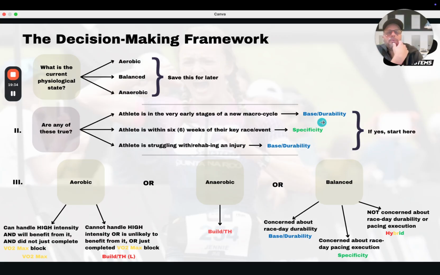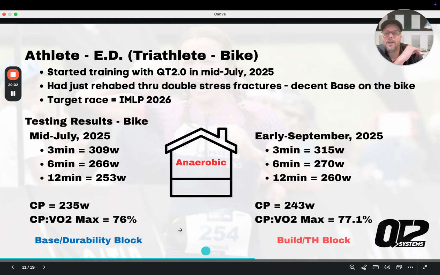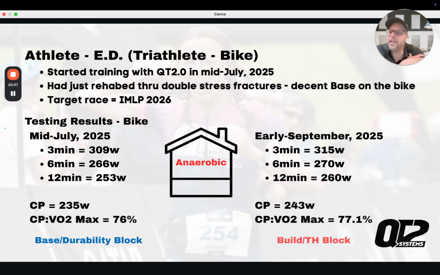Were we in the early stages of a new macro cycle? Yeah. Did she have a base? I would say she had a base. My default would have probably put her here. But this was probably my primary reason. We went with a base durability block primarily for this reason. And so the answer that came out of this decision framework was base durability, and therefore we never considered the physiological.